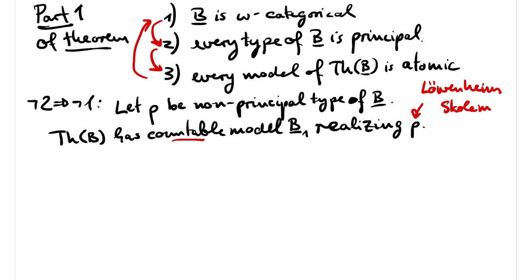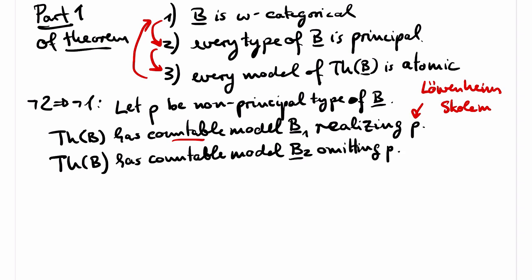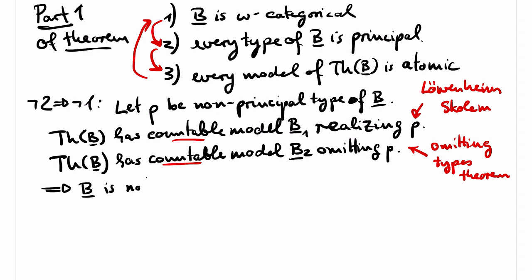But since P is non-principal, by the omitting types theorem from the previous video, there is also a model B2 which omits P. That is, B2 does not realize P. And the proof of the omitting types theorem shows that we may even choose B2 to be countable. So the two structures B1 and B2 cannot be isomorphic. But both of them are countable, and they have the same theory as B. So B is not omega-categorical.